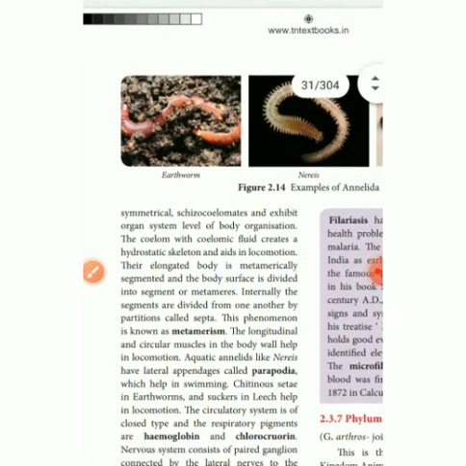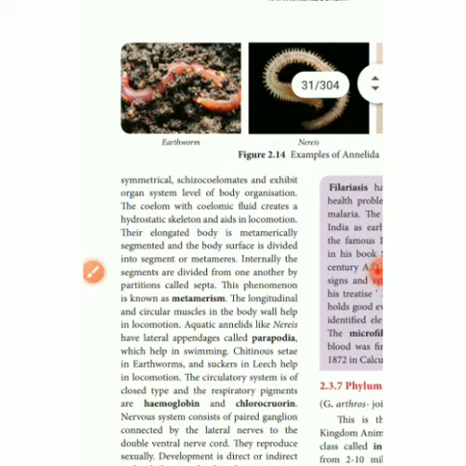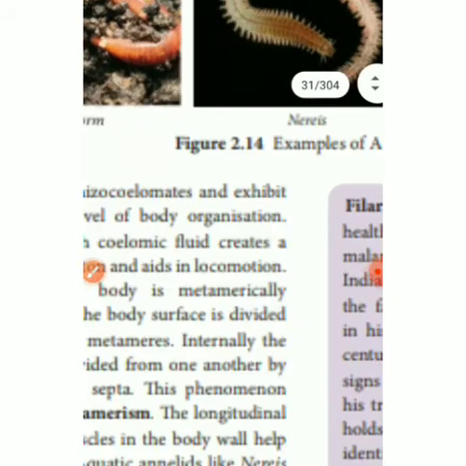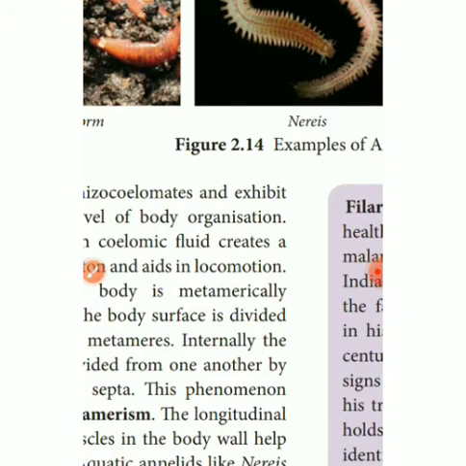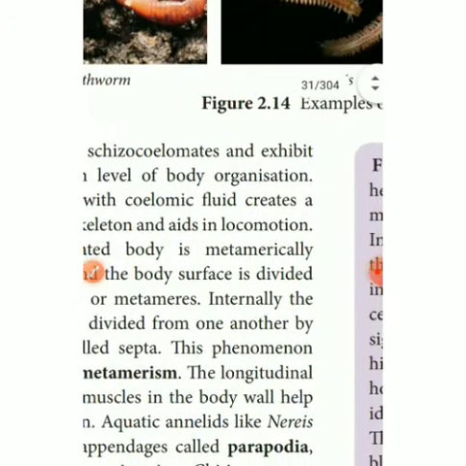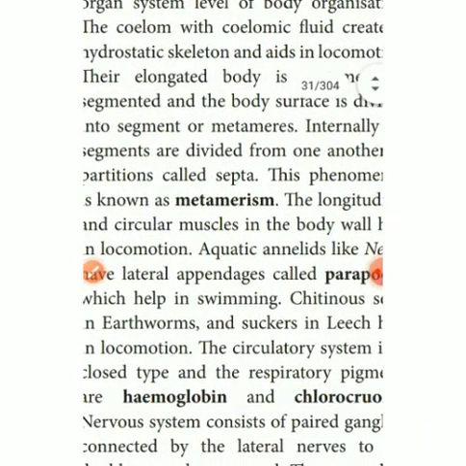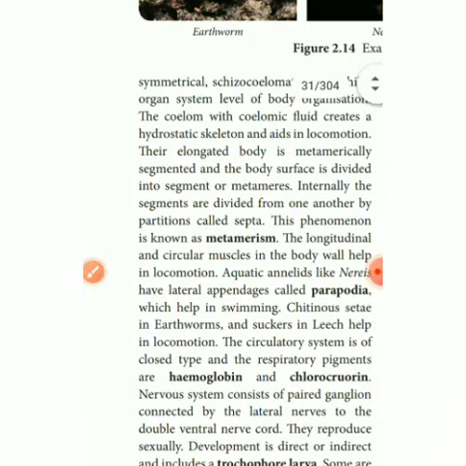Circular and longitudinal muscles are seen, and these muscles help in locomotion. In aquatic annelidans like Nereis, lateral appendages called parapodia are seen, small leg-like structures. With the help of these parapodia they swim.